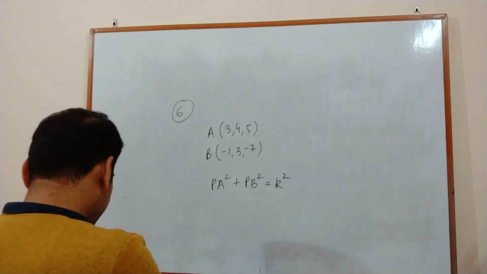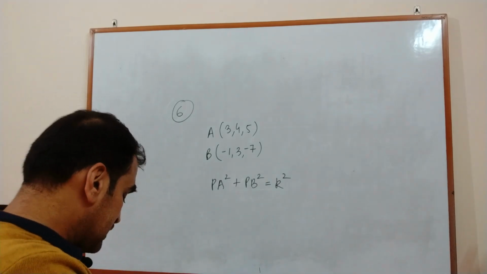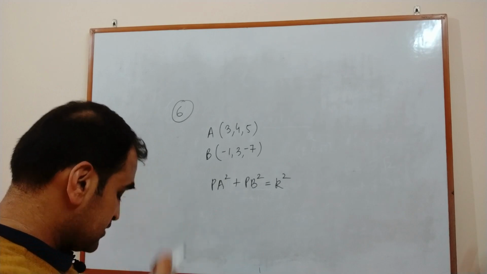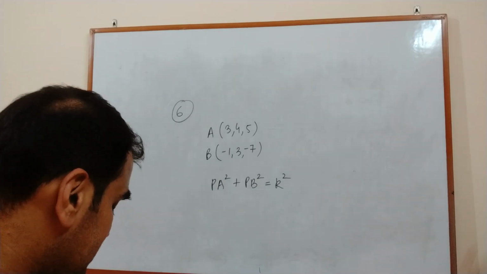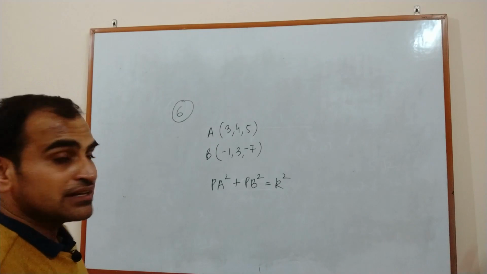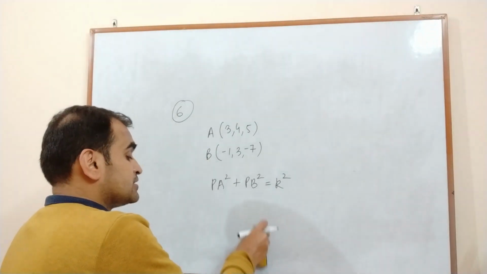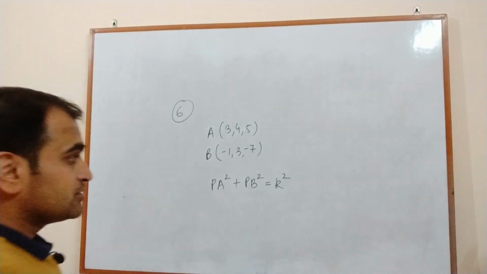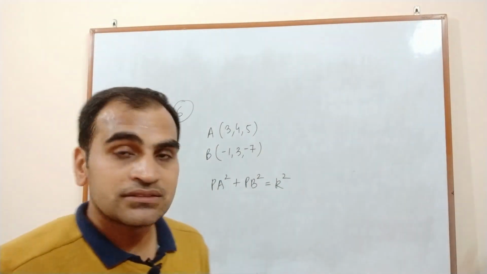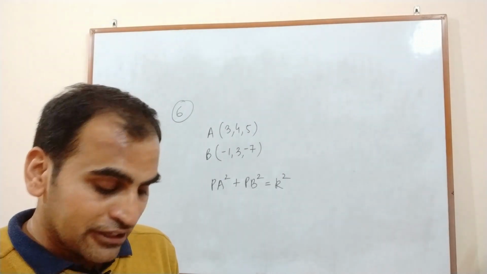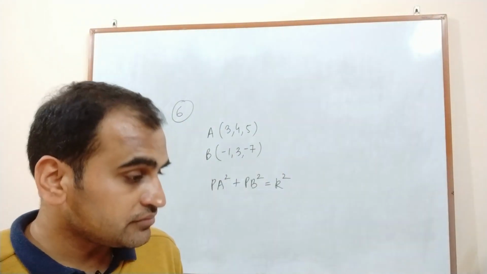This is a similar question to the one we did, I think, in 12.2, the last question. In that one, PA plus PB equals 10 was given. Here we have PA squared plus PB squared equals k squared. This is easier than the previous one because here squares are given, so you don't need a square root at all. Simply put the values and you will get the answer.